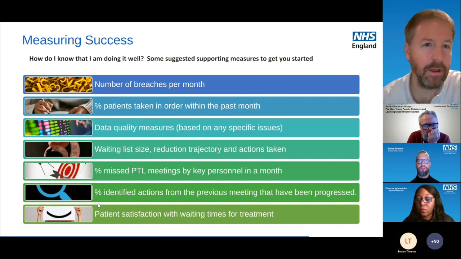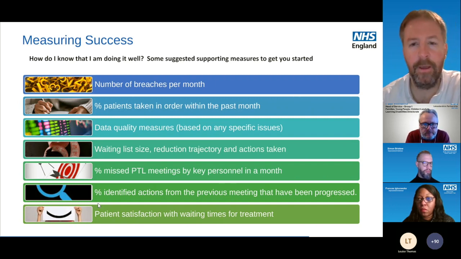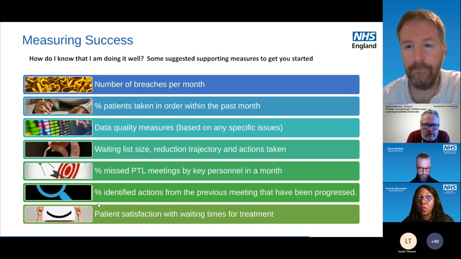You can also look at clearance time, which I think I mentioned on one of the previous webinars, which is a really useful way of measuring waiting list sizes across different sized teams and departments.